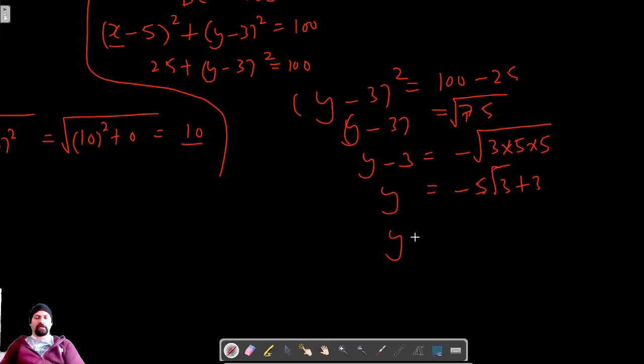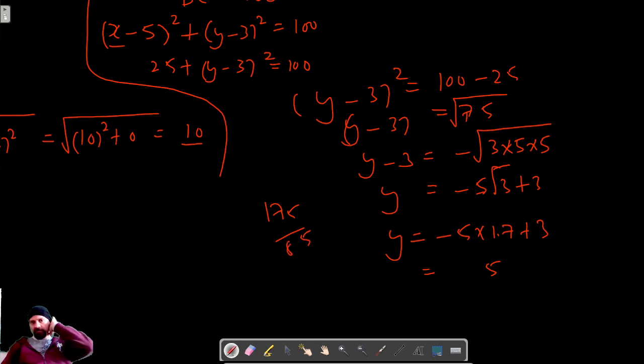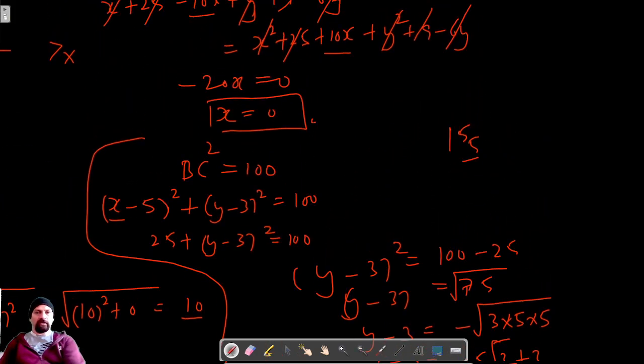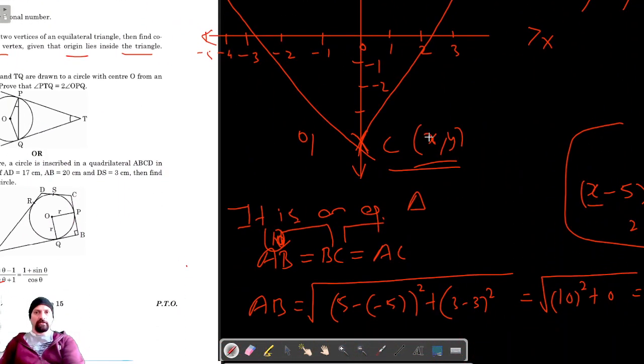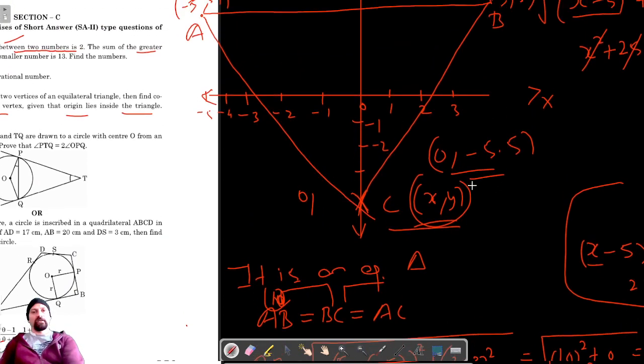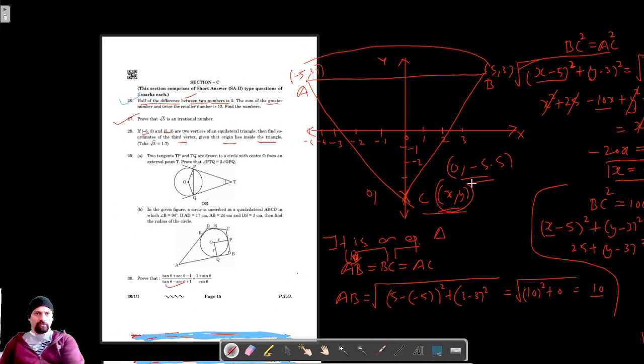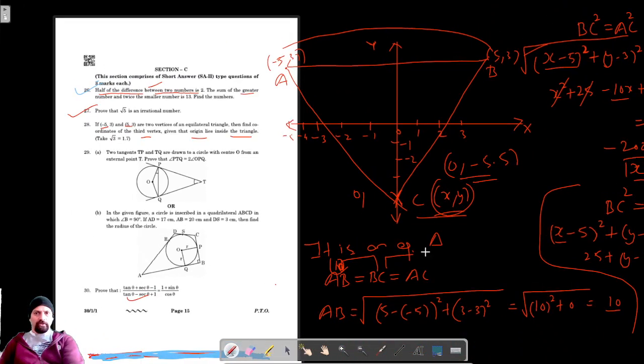So y is equal to negative 5 root 3 plus 3, and the value of root 3 is 1.7, so 17 into 5 is 85, which gives negative 8.5 plus 3, which gives negative 5.5. So the coordinate y is negative 5.5 and x is 0. So our third coordinate is 0 comma negative 5.5. Okay, this solves our question number 28, and let's move on to question number 29, first part.